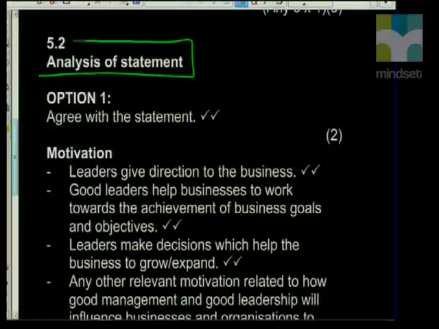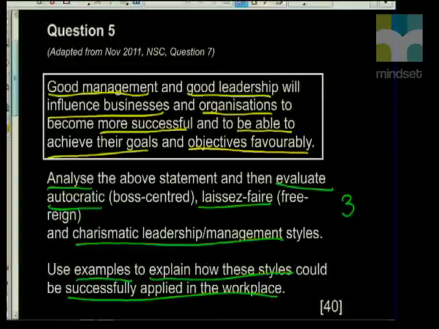So let's have a look. Analysis of the statement. Remember, your introduction is just a general thing. We are now going to go down to the nitty-gritty of this. So I want to go back and quickly remind you what this is: analyze the above statement.